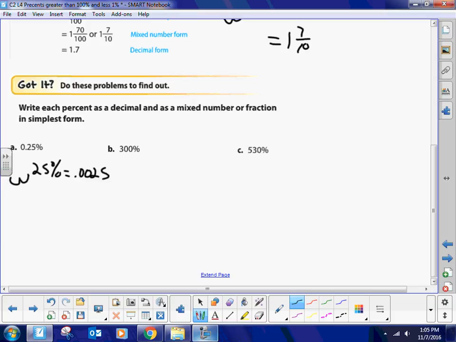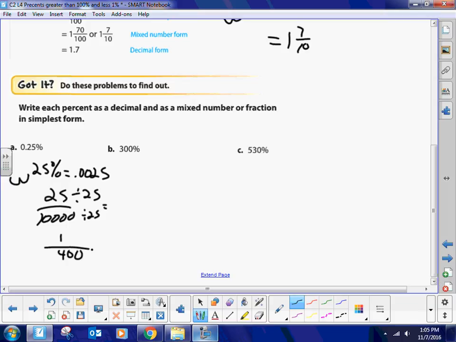This is in the tenths, hundredths, thousandths, 10,000ths place, so 25 over 10,000. I happen to know that 25 can go into 100, so I know for sure it can go into 10,000. Okay, so divide both of these by 25. And then you're going to get 1 over, let me see, I'm going to drop those. That's going to be 400.